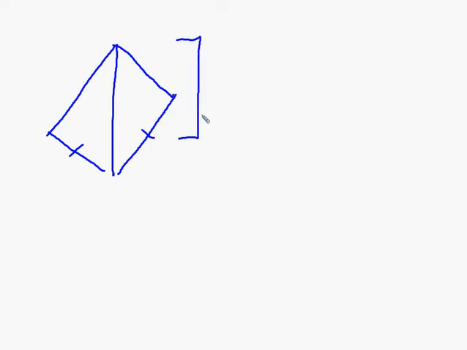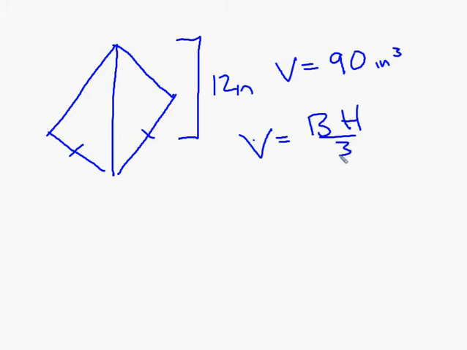So let's say the height of this is 12, and let's say the volume is 90 inches cubed. So this is 12 inches. Be cautious. All right, what's V then? That is 90 inches cubed. Big B we don't know. H is 12, H is 12, divided by 3.